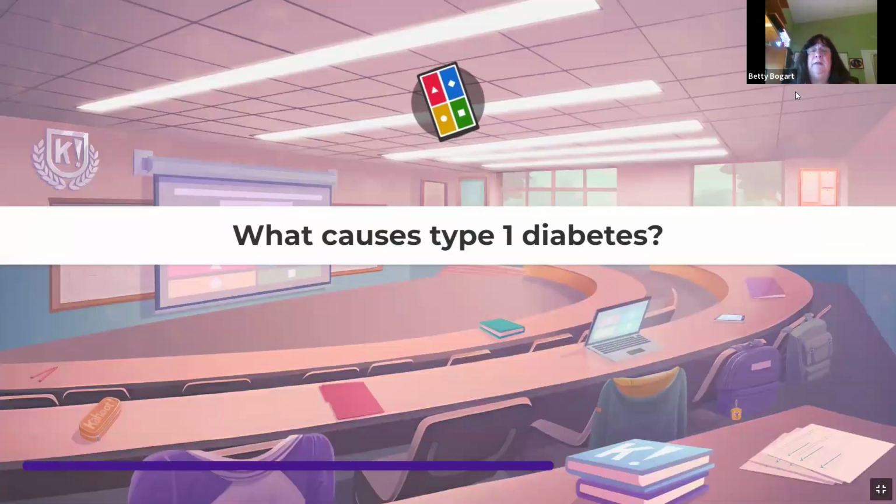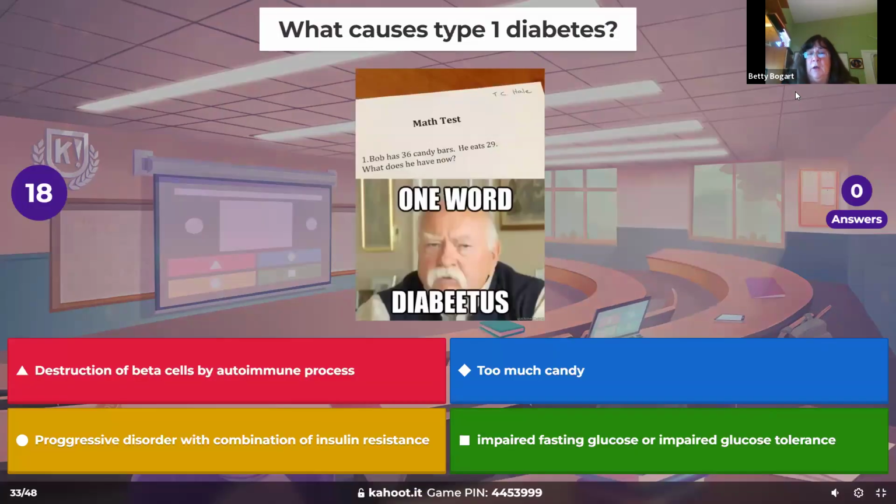What causes type 1 diabetes? Is that too much chocolate?